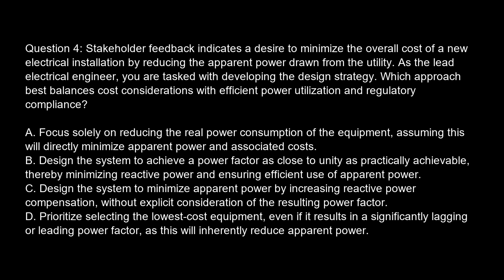Option A. Focus solely on reducing the real power consumption of the equipment, assuming this will directly minimize apparent power and associated costs. Option B. Design the system to achieve a power factor as close to unity as practically achievable, thereby minimizing reactive power and ensuring efficient use of apparent power. Option C. Design the system to minimize apparent power by increasing reactive power compensation, without explicit consideration of the resulting power factor. Option D. Prioritize selecting the lowest cost equipment, even if it results in a significantly lagging or leading power factor, as this will inherently reduce apparent power.